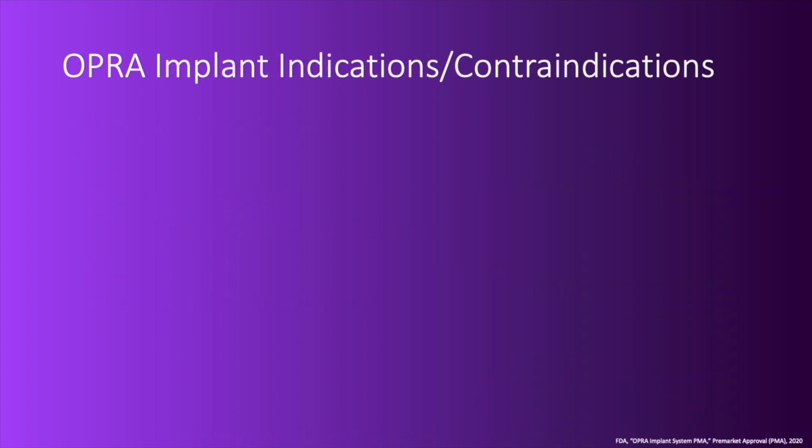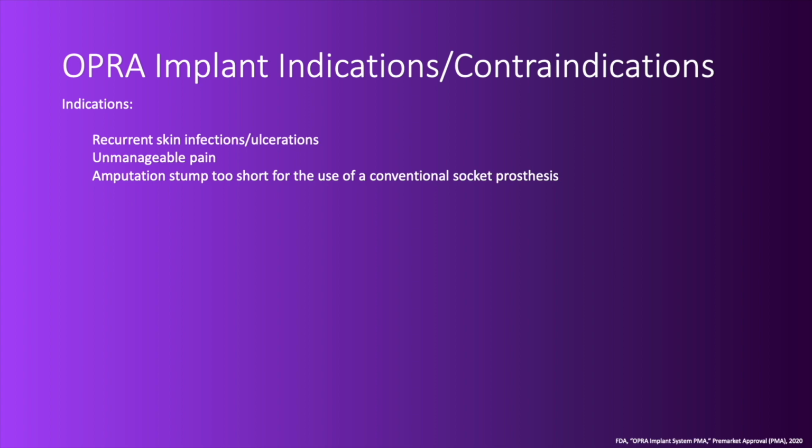The OPRA implant is intended to increase quality of life in patients who have transfemoral amputations due to trauma or cancer, who have had rehabilitations with, or cannot use a conventional femoral socket prosthesis due to recurrent skin infections or ulcerations, unmanageable pain, or an amputation stump too short for use of a conventional socket prosthesis.